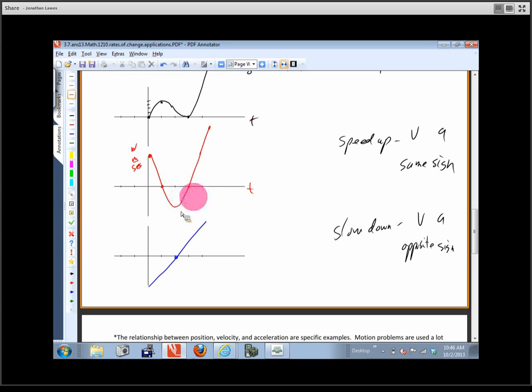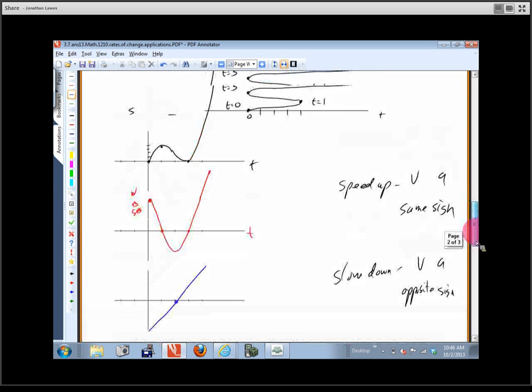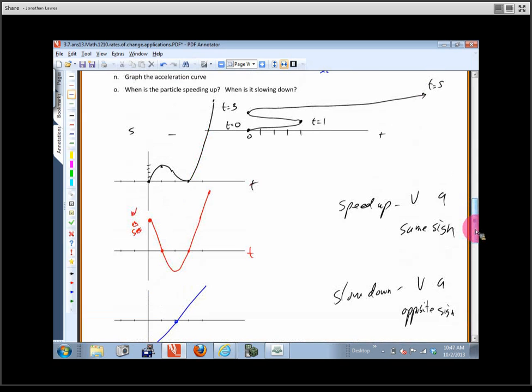From 2 to 3, negative velocity, positive acceleration. So from 2 to 3, it's going to be slowing down. And then what happens from 3 seconds on? Positive velocity, positive acceleration. So it's going to be speeding up. Okay, let's come back up here and take a look at this.